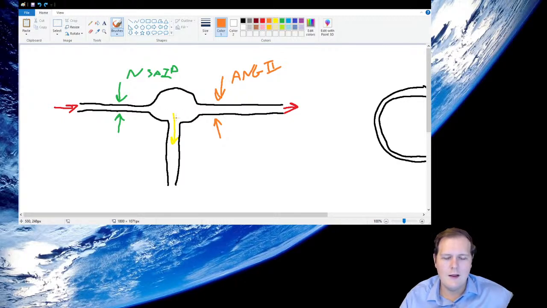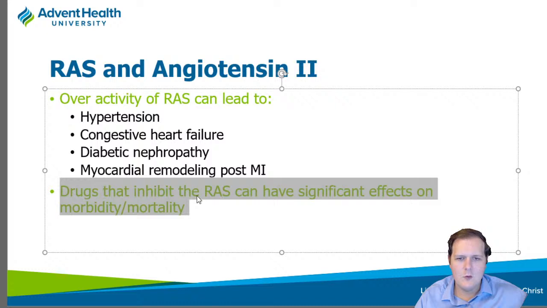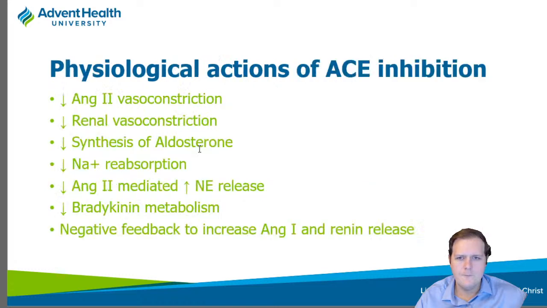So that's part of the reason why these drugs are going to be important for patients with diabetes to prevent kidney damage from happening over time. So that'll be another important indication we'll see here in just a few moments. And again, I talked about the remodeling after MI here. So again, these drugs have significant effects on morbidity and mortality. A lot of patients should be on these medications. We'll talk about the different compelling indications here in a little bit.